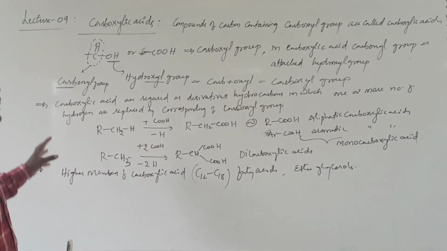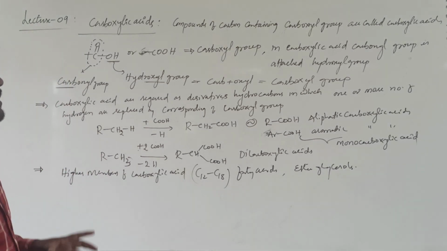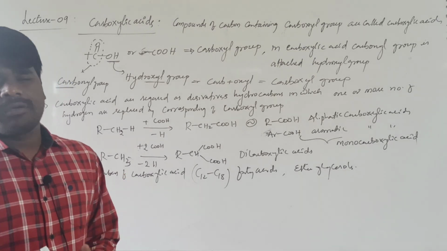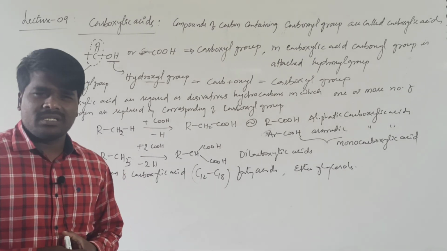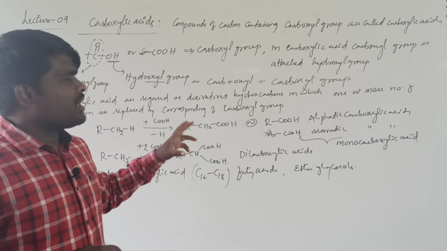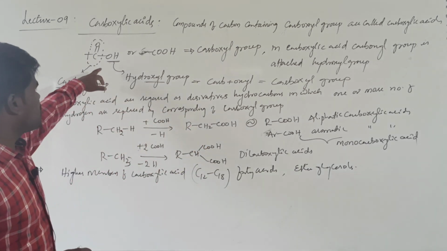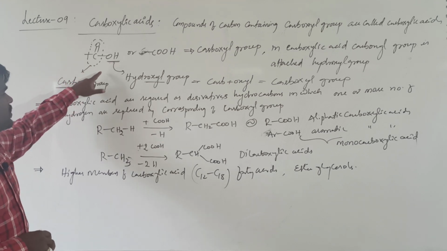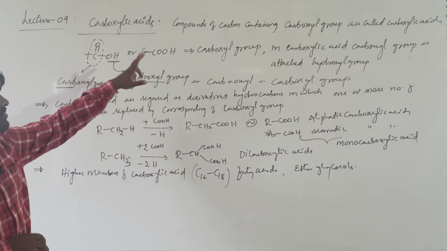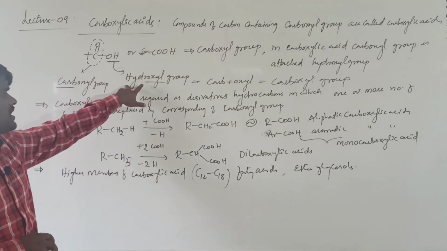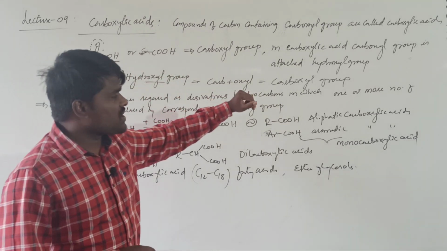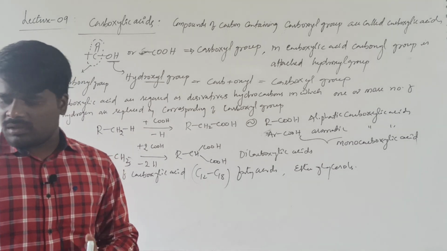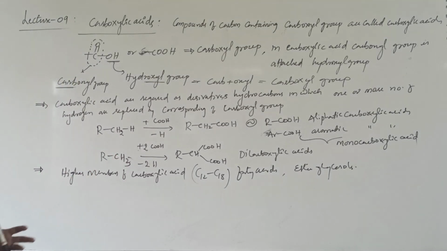An important aspect of carboxylic acids is that any organic compound which contains a carboxyl group is called a carboxylic acid. The carboxyl group contains a carbonyl carbon as well as a hydroxyl group. The name carboxyl is derived by the combination of carbonyl and hydroxyl. This is the brief introduction to carboxylic acids, and next we will discuss their nomenclature. Hope it is clear so far.